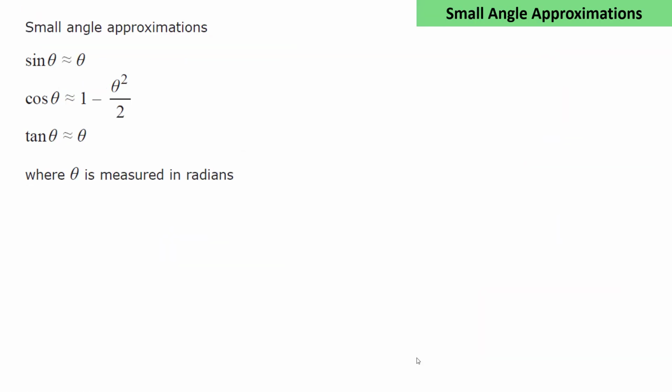We're also given the small angle approximations for the trig functions. So sine theta is approximately theta, cos theta approximately 1 minus theta squared over 2, and tan theta approximately theta. Notice here theta must be measured in radians. It's not true if theta is measured in degrees.